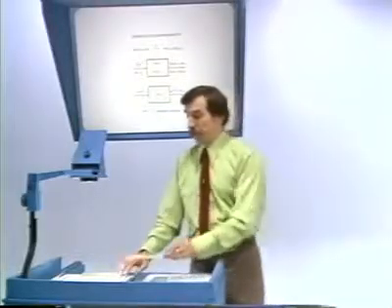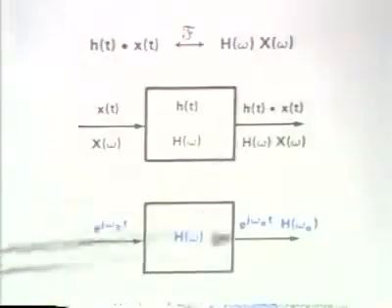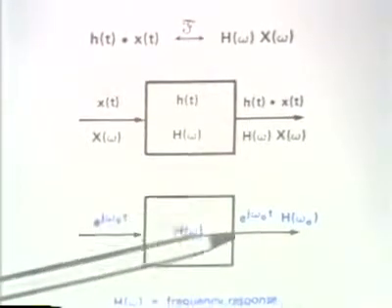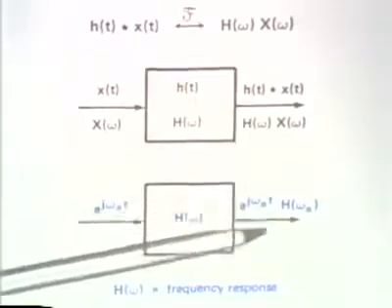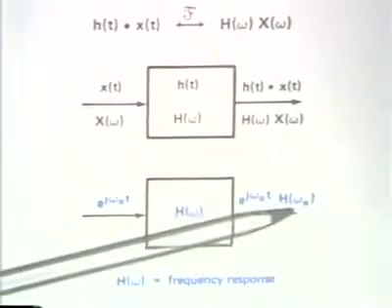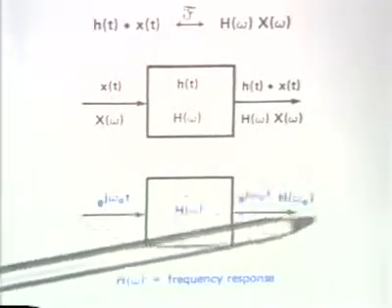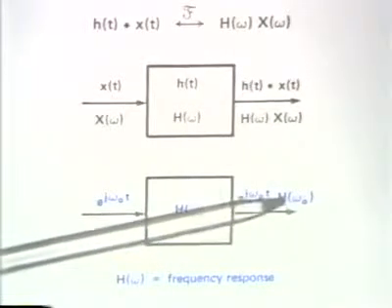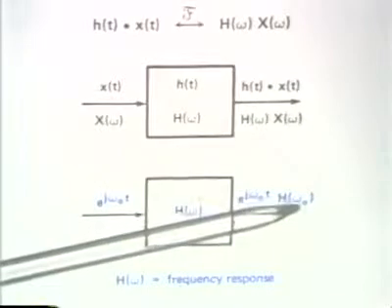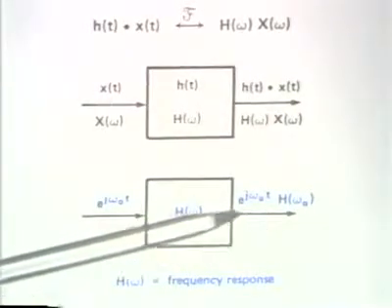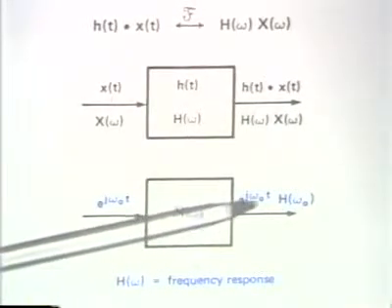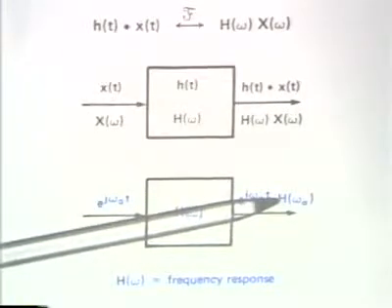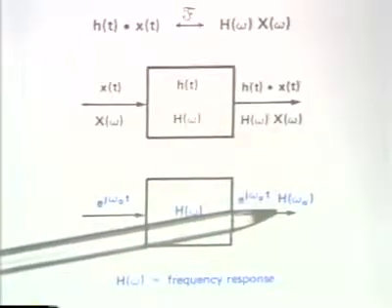In other words, if we have a linear time invariant system and I have an input which is a complex exponential, the output is a complex exponential of the same frequency multiplied by what we call the frequency response. And in fact, the expression for the frequency response is identical to the expression for the Fourier transform of the impulse response. In other words, the frequency response is the Fourier transform of the impulse response.